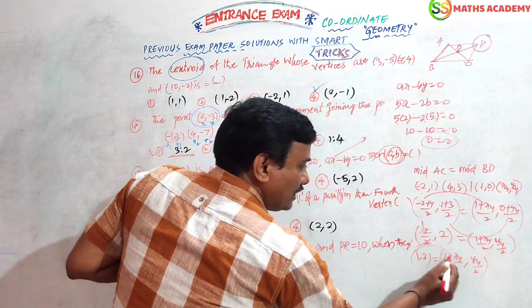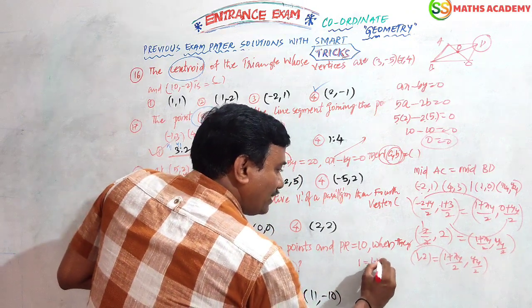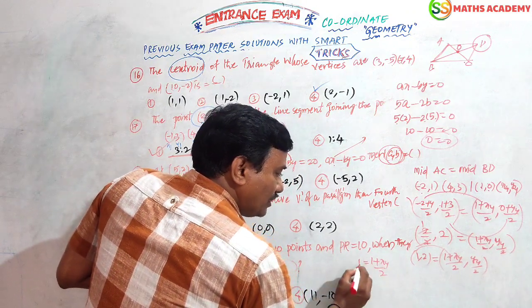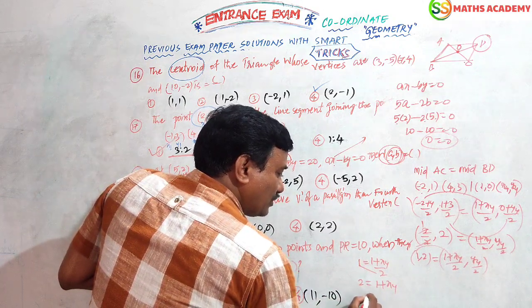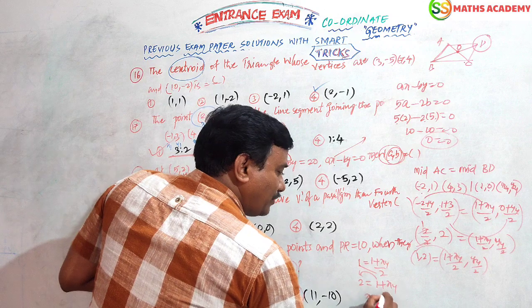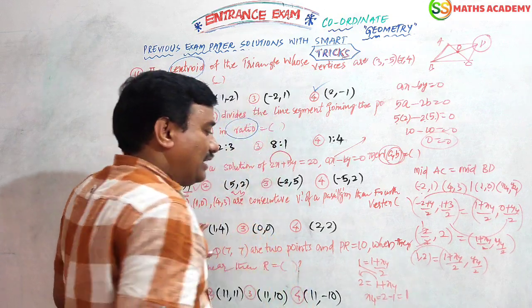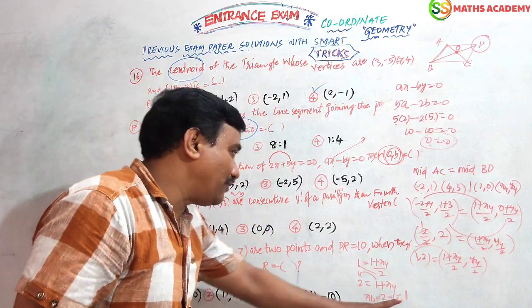Now compare it. 1 is equal to (1 plus x4) by 2. Do the cross multiplication. Here 1 plus x4, so x4 equals, transferring to the left side it becomes -1, that is equal to 1. x4 equals 1.